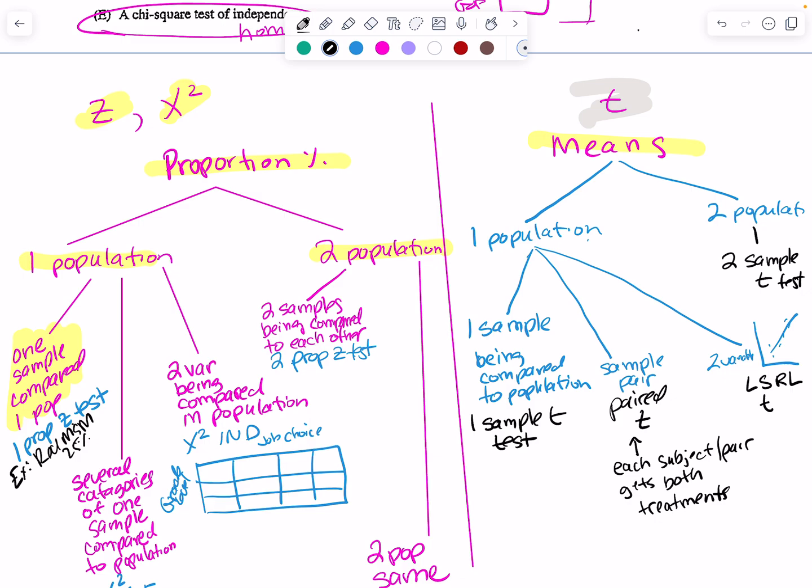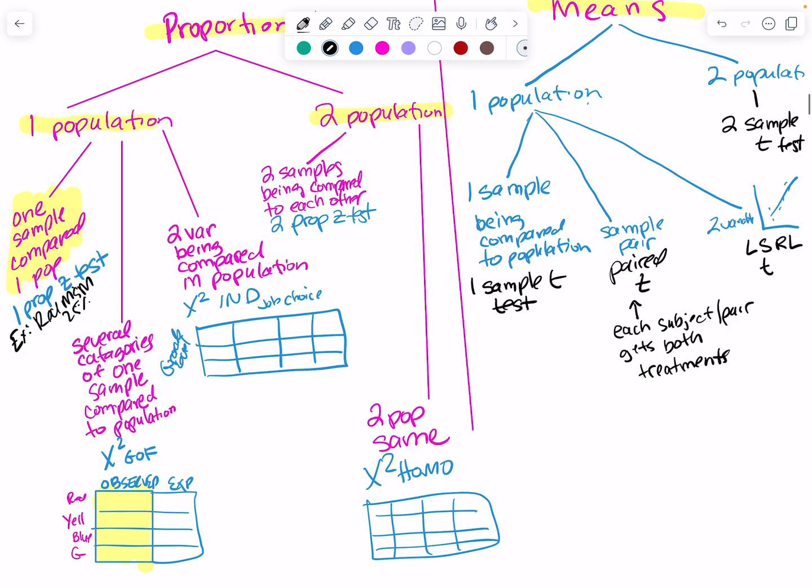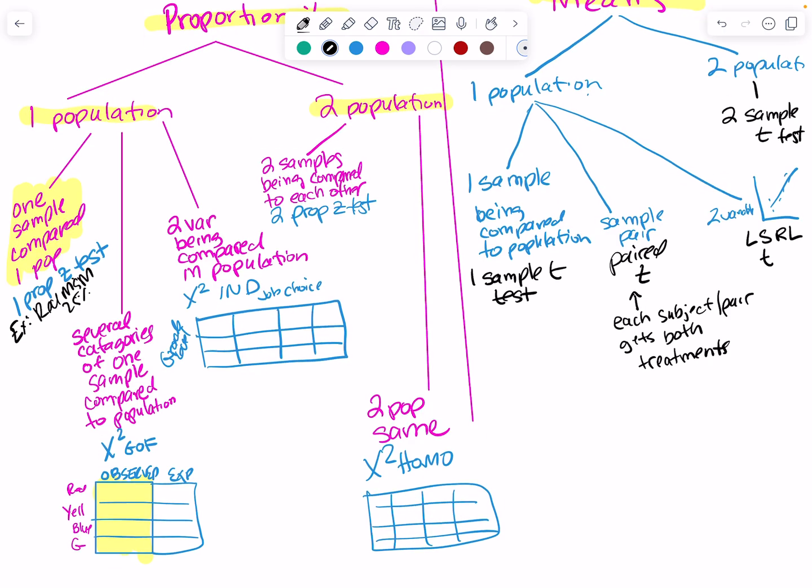How accurate is it from the population? So for one population, I could have several categories, like a chi-squared goodness of fit. I have red M&Ms, maybe I have 25 of these, and 30 of these, and 15 of these, and 40 of these, something like this. So is it proportional if this is 25% and this is 15% and this is 10%? Is it proportional to what I expect my population to be? This is very similar to the one prop Z test, except it has several categories. And this is a chi-squared goodness of fit.